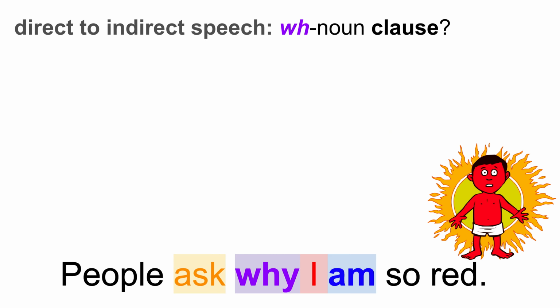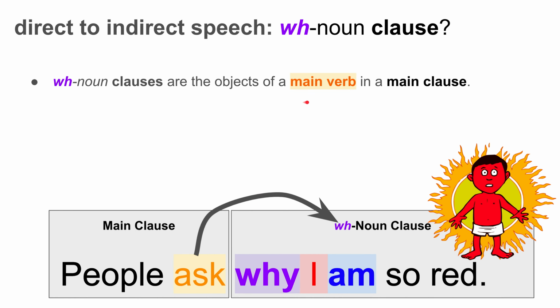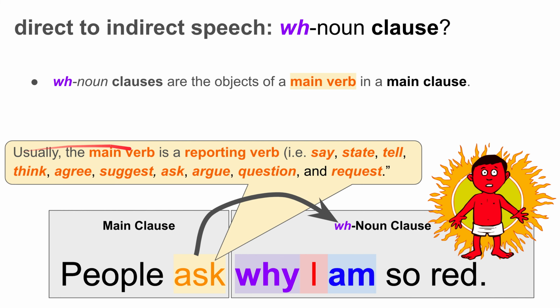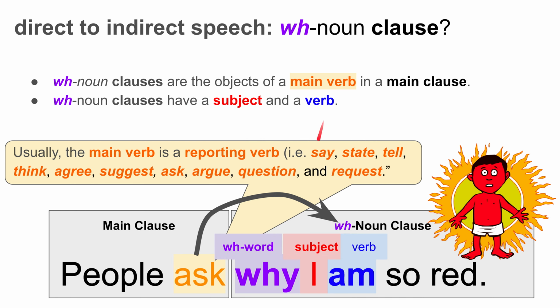Okay, moving forward now, let's look at WH-noun clauses a little more deeply. WH-noun clauses are the objects of a main verb in a main clause. Here, the main verb is ask. You can see how why I am so red is the object of ask. Usually the main verb is a reporting verb, such as say, state, tell, think, agree, suggest, ask, argue, question, and request. These are reporting verbs. They state what someone has said. WH-noun clauses have a subject and a verb. Here, the subject is I, the verb is am.